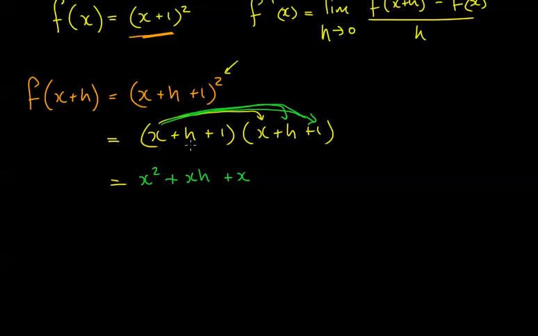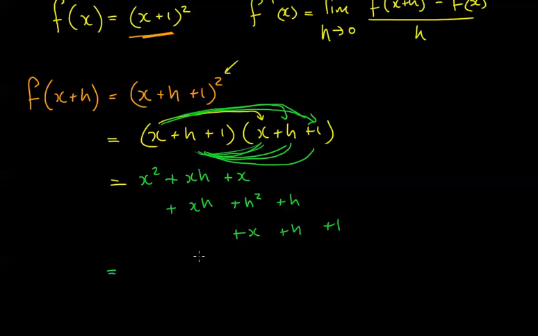Okay, moving on to the letter h. H times x is another hx. Let me write it underneath. That would be plus xh again. Then h times h would be plus h squared, and h times 1 would just be plus h. Then 1 times x would be 1x, 1 times h would be just plus h, and 1 times 1 is plus 1. Okay, there's a lot to sort out. Let's see what we got.